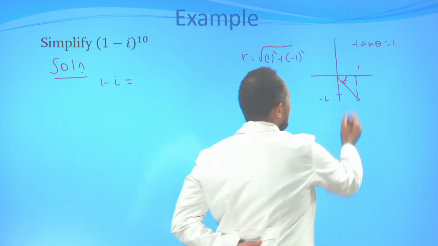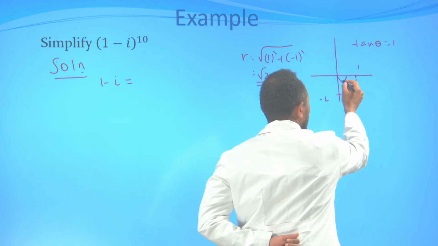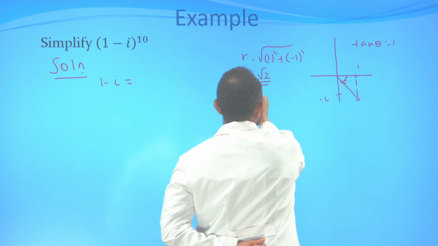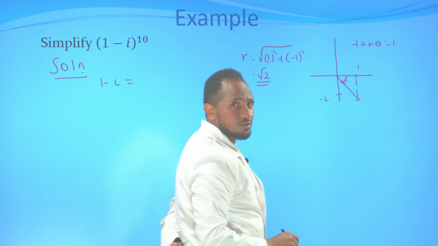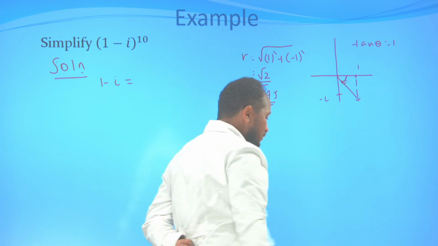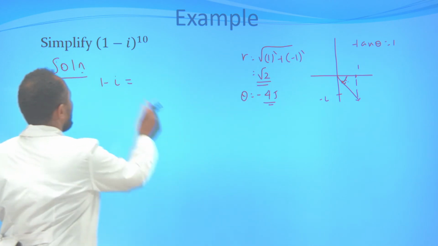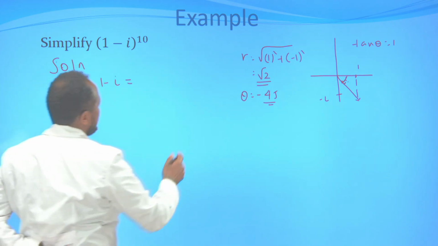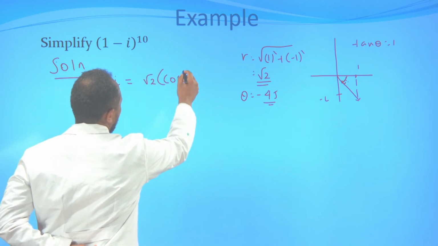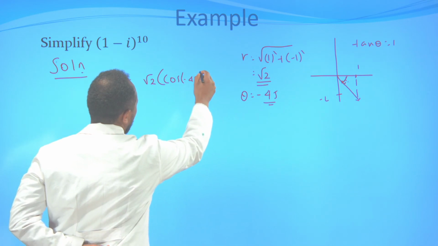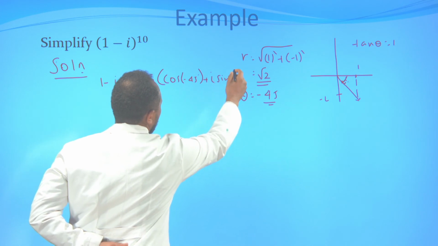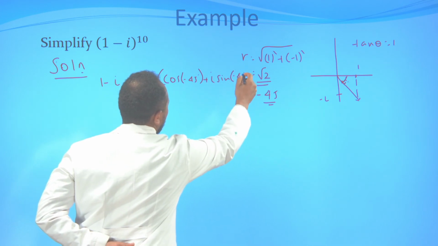But this is measured from the positive x-axis to the vector in the clockwise direction, so our argument will be negative 45 degrees. Therefore the polar representation is root 2 times cosine of negative 45 degrees plus i sine of negative 45 degrees.